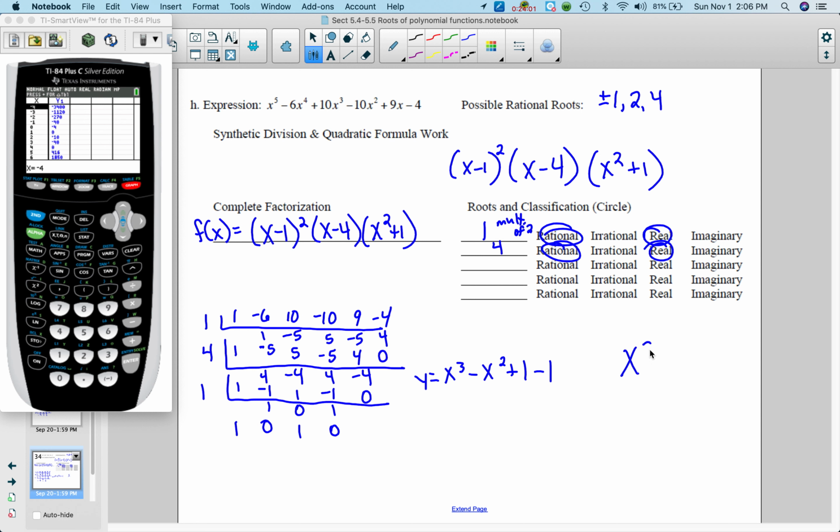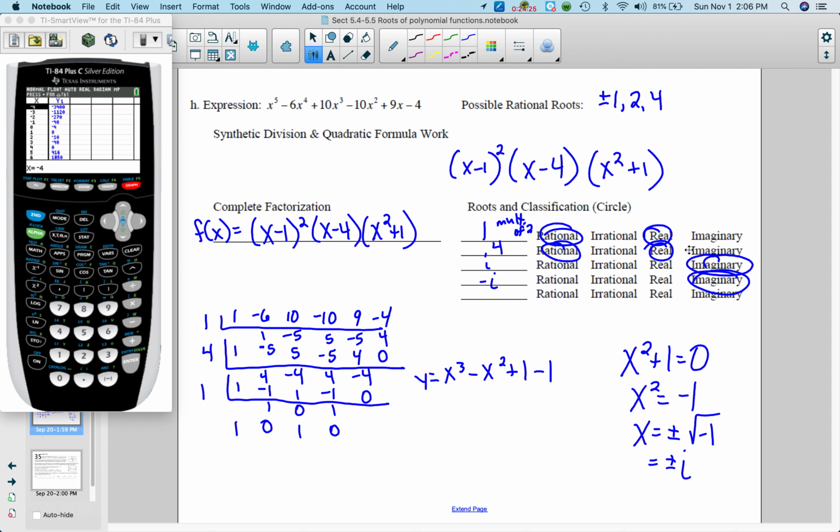But then x squared plus 1, setting that equal to 0. So we get x equals plus or minus the square root of -1, which is just plus or minus i, pure imaginary. So we get i and -i, which are both imaginary. So there we have that one.